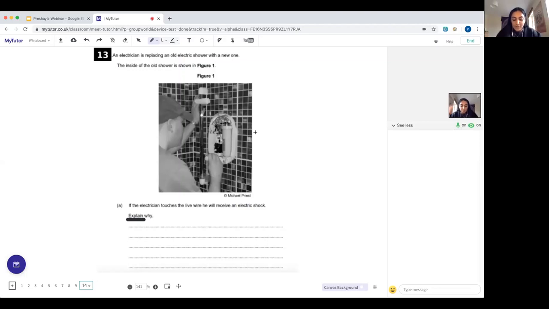Okay, so if you said that it completes the circuit, well done, it does. And there will be a large potential difference between the live wire and him. Okay, so the potential of the wire is 230 volts, the potential of him is 0 volts. That's a very large potential difference, and he will therefore receive an electric shock.